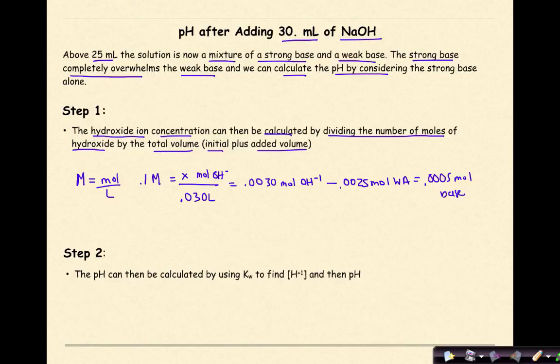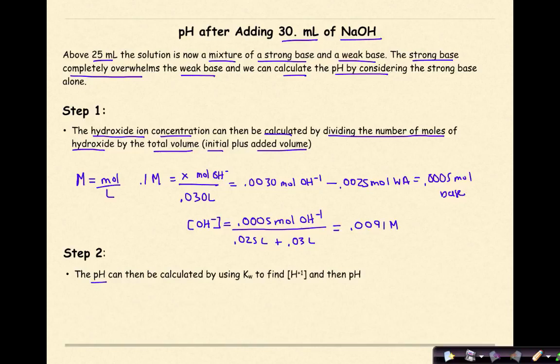I can find my hydroxide ion concentration at this point in time by saying, okay, I have 0.0005 moles of hydroxide ions, and my total volume here is my initial volume of my solution plus the volume of the base that I've added. So if I work that out, I have a concentration of 0.0091 molarity of my solution.